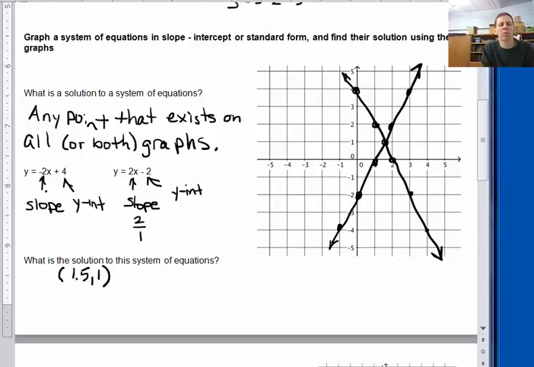And it actually does work, because if you plug in 1.5 for x in the first equation, you get negative 2 times 1.5, which is negative 3, plus 4, which equals 1. That's your y-coordinate. It also works in the second equation. If you do 2 times 1.5, you get 3, minus 2 equals 1, which is the y-coordinate here. So this system has one solution, which we find by finding the point that is true on both of these graphs.